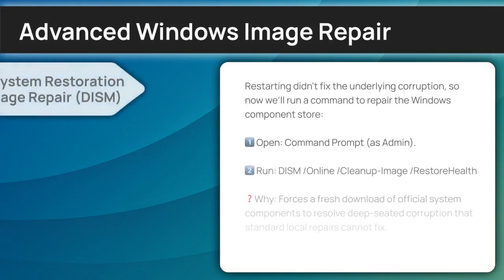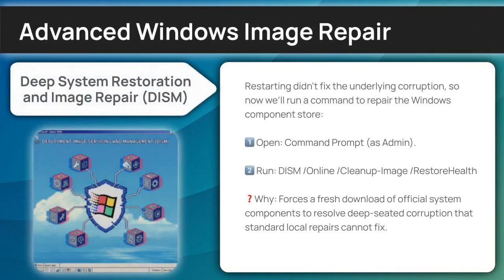Following the restart, if the diagnostic status remains unchanged, please execute the commands in step 3. If you need to pause the video to review the syntax, please do. Restarting didn't fix the underlying corruption, so now we'll run a command to repair the Windows component store. First, open command prompt as admin. Second, you're going to type DISM /online /cleanup-image /restorehealth, then hit enter. Why are we doing this? Well, this forces a fresh download of official system components to resolve deep-seated corruption that standard local repairs cannot fix.